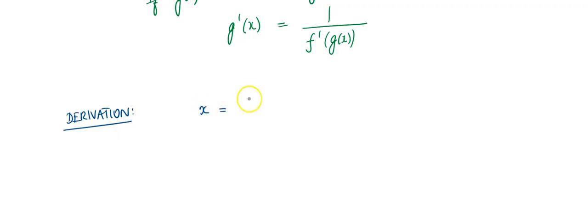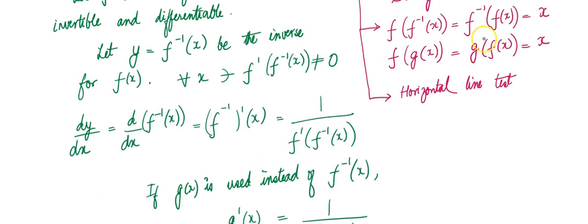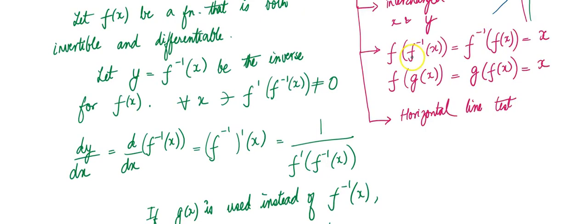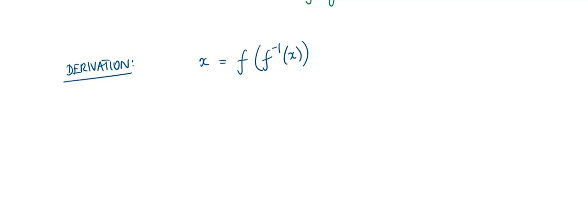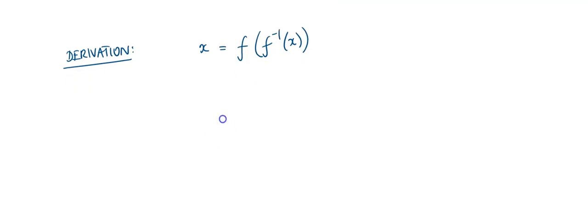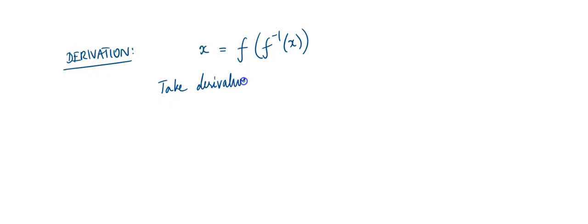So we know that x is f of f inverse of x. Where did I get this from? Right from this property. See here, f of f inverse of x is the same as f inverse of f of x equals x. So I've taken the first part equal to x. That's our premise, and we're starting from there. This is a property, so we don't have to substantiate it anymore. So we're going to take the derivative on both sides with respect to x.